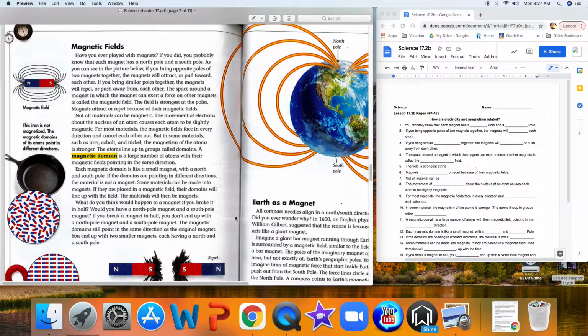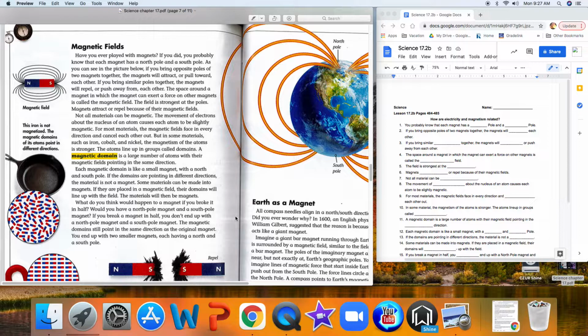Now what am I up to in my notes? Number 4. The space around a magnet in which the magnet can exert a force on other magnets is called the magnetic field. If I hold magnets 10 feet apart, can I feel them pull on each other? No, not normally. You're not inside the magnetic field, right? Now we start getting really close, and all of a sudden, cling, they jump to each other. That's the magnetic field. Where's the magnetic field the strongest? Number 5. The field is strongest at the poles.